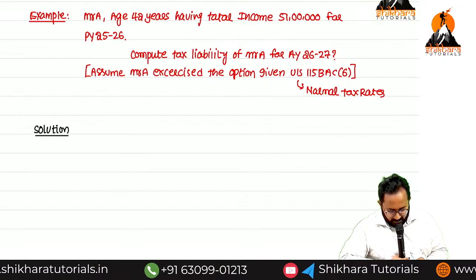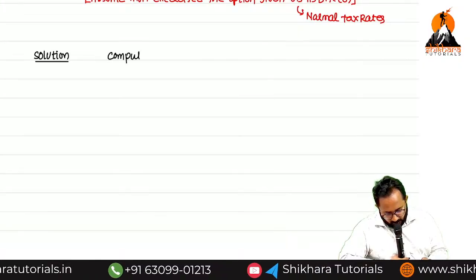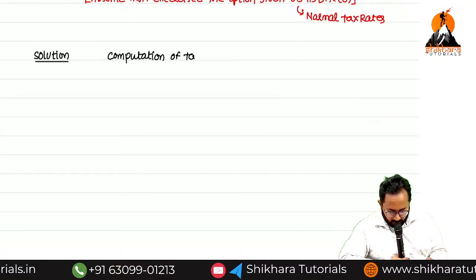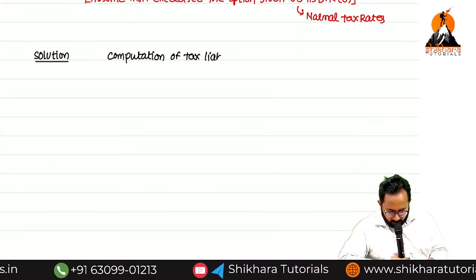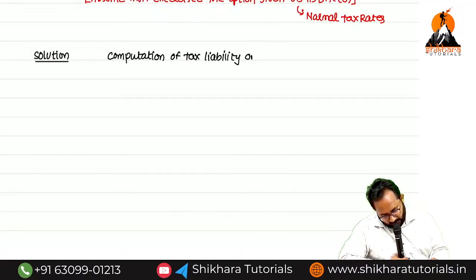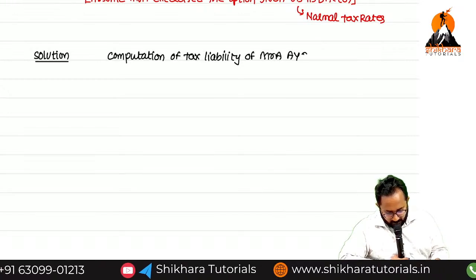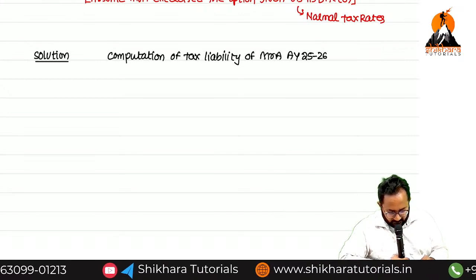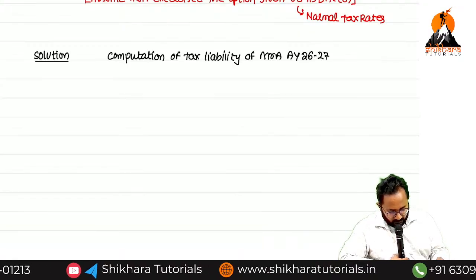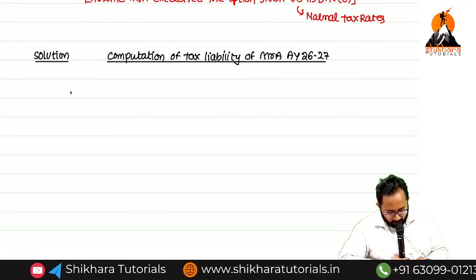First, give the heading: Computation of tax liability of Mr. A for assessment year 26-27. Sorry, not 25-26. Now, basic declaration we have to do.